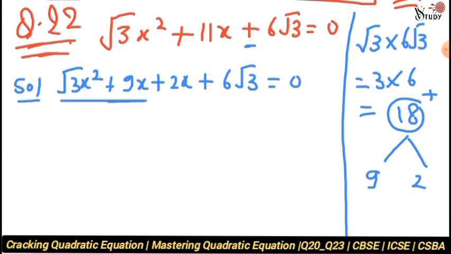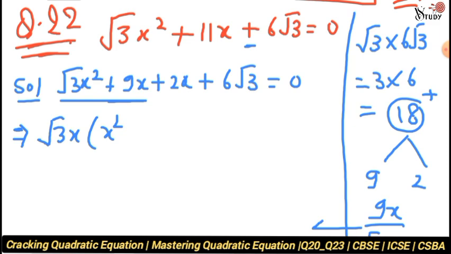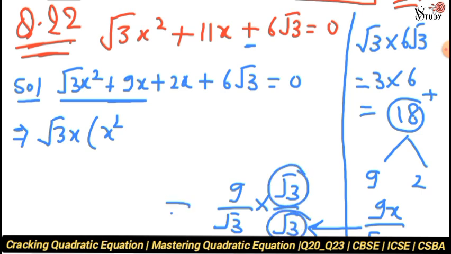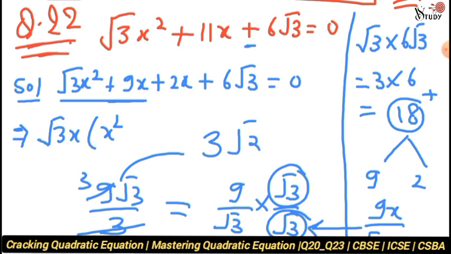Now take common from the first two terms. The common multiple of the first two terms is √3x. So we have x, and now when 9x is divided by √3x, what we have is 9/√3. Now we are going to rationalize it. So we multiply √3 in numerator and √3 in denominator. Then we have 9√3/3. This 3 cuts 9 three times. So we have 3√3 as the final. If you understand this, I'm going to wrap it.